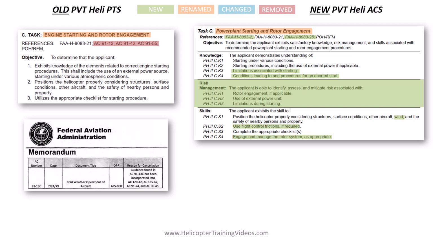Under the skills, you can see a couple of new ones here. It talks about position the aircraft properly considering wind. So that'd be things like blade sailing with strong crosswinds, or engine exhaust position for turbine start to avoid a hot start, as well as flight control frictions if required. Probably a checklist item to make sure those are either set or not set depending on where you are in the checklist. And then same with the engage and manage the rotor system as appropriate. It's really just following the checklist.